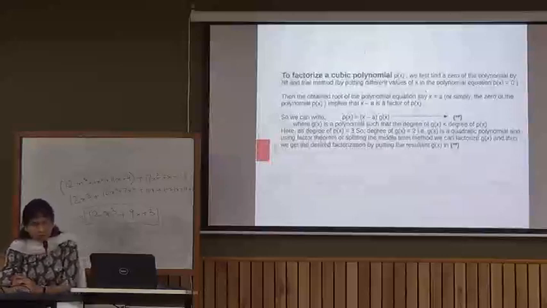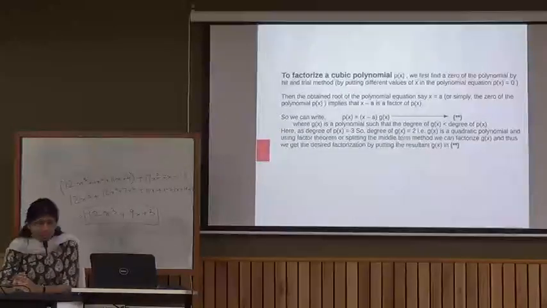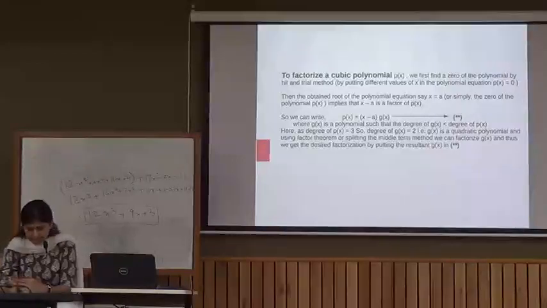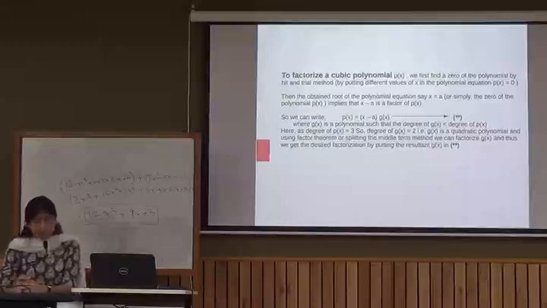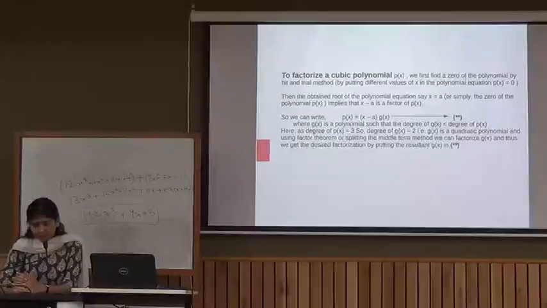To factorize a cubic polynomial p(x), that is a polynomial of degree 3, we first find a zero of the polynomial by hit and try method, that is by putting different values of x in the polynomial equation p(x) equal to 0. Then, the obtained root of the polynomial equation, say x is equal to a, or simply the zero of the polynomial p(x), implies that x minus a is a factor of p(x). This is in regard to the factor theorem.